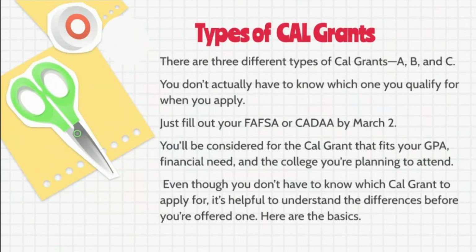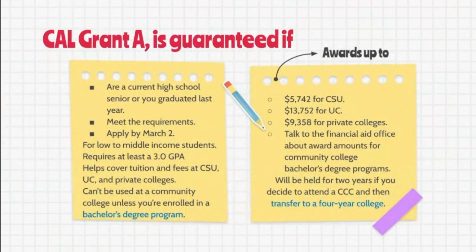We're going to get into that now. Cal Grant is guaranteed if you're a current high school senior, or you graduated last year, and you meet the requirements and apply by March 2nd. Cal Grant A is for low to middle income students, and it requires at least a 3.0 GPA. It will help cover tuition and fees at a Cal State, UC, and private schools. This one cannot be used at a community college unless you're enrolling in a bachelor's degree program.